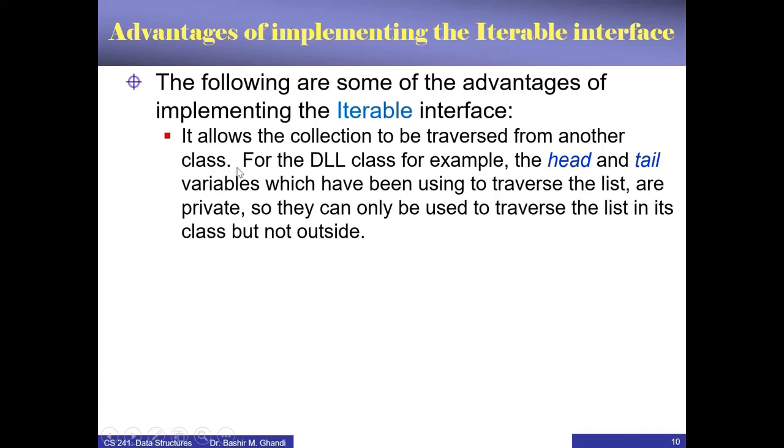The point is we have been traversing our data structure inside the data structure itself. Like in the DLL class, we have methods like printAll and find. These methods are traversing the list, but they are using the variable head. Initialize temp to head, and then you say temp.next, temp.next. But the problem is, what if you are in another class? In another class, head cannot be used because it is private.